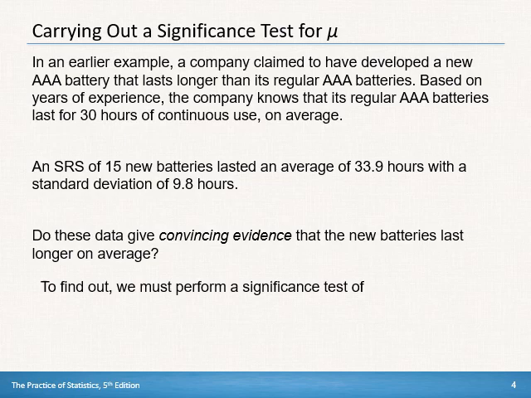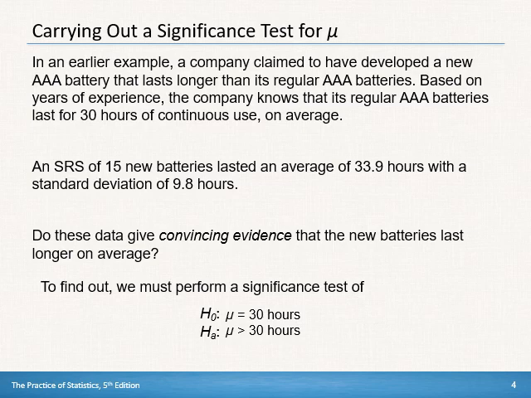All right, so we want to do a significance test. We first want to set up our null and alternative hypotheses. Remember that the null hypothesis is always set up with an equals sign. So here mu is going to be equal to the 30 hours. In other words, the new batteries aren't any different than the old. They're the same. There is no difference. And then if the new batteries are actually doing what they're supposed to be doing, they should be lasting longer than 30 hours.